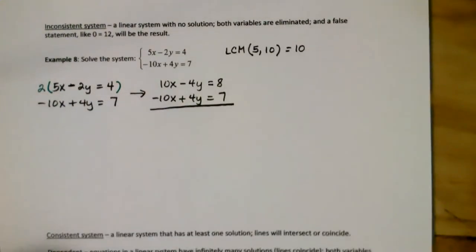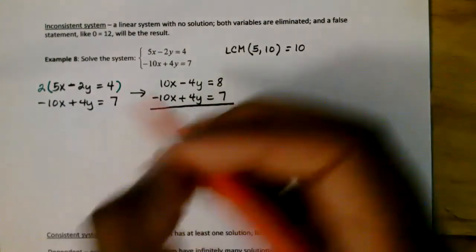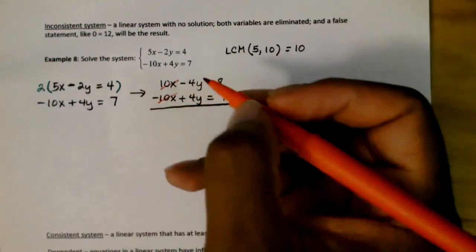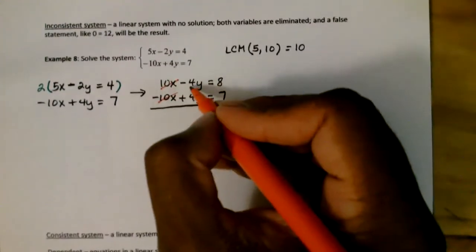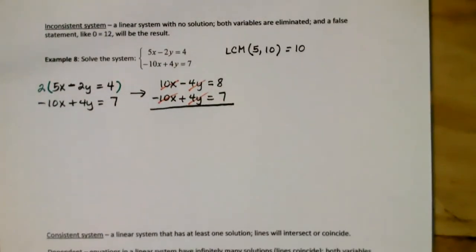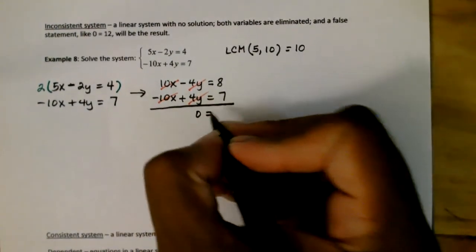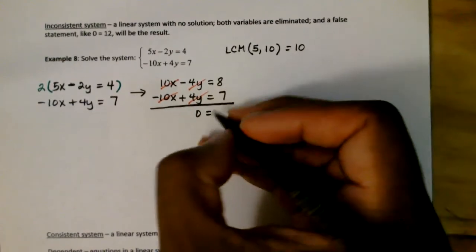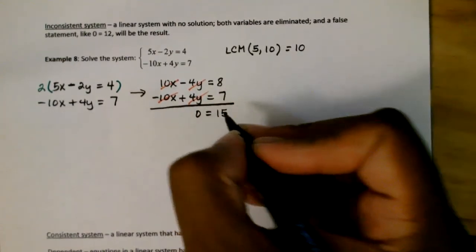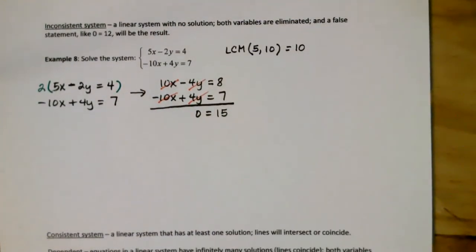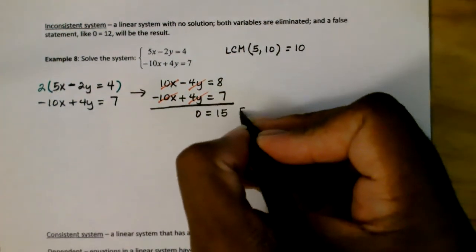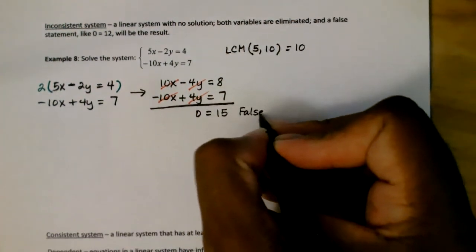Now watch what happens when I add those two equations together. Notice that 10x and minus 10x are gone. Also notice this, minus 4y and plus 4y. They're also gone on the left side. I'm left with nothing, or 0. And that's equal to 8 plus 7, which is 15. Notice I have a false statement. 0 does not equal 15. So this is a false statement.